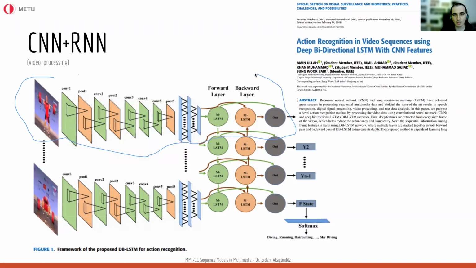So this is the only network you use. So this is like an unrolled in time representation. This is the first frame, then second frame, then third frame. In the end, the LSTM gives you a category like diving, running, haircutting, skydiving, whatever. Simple, no difference than the previous one, right?